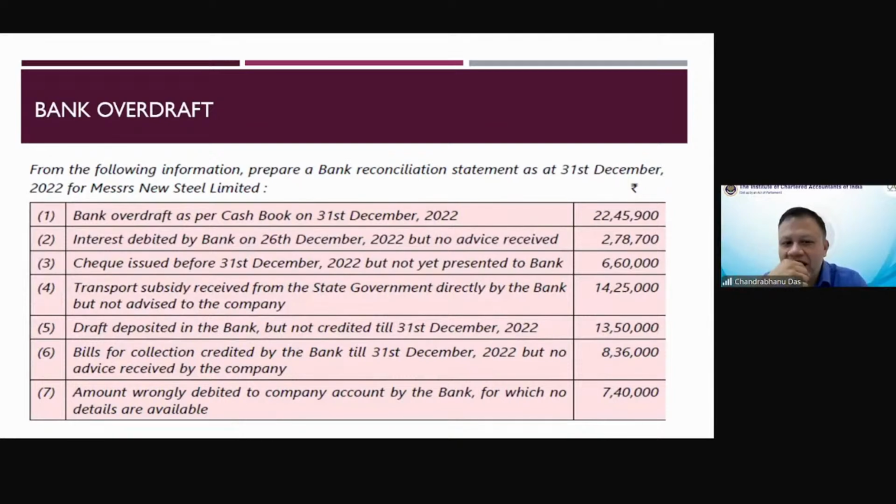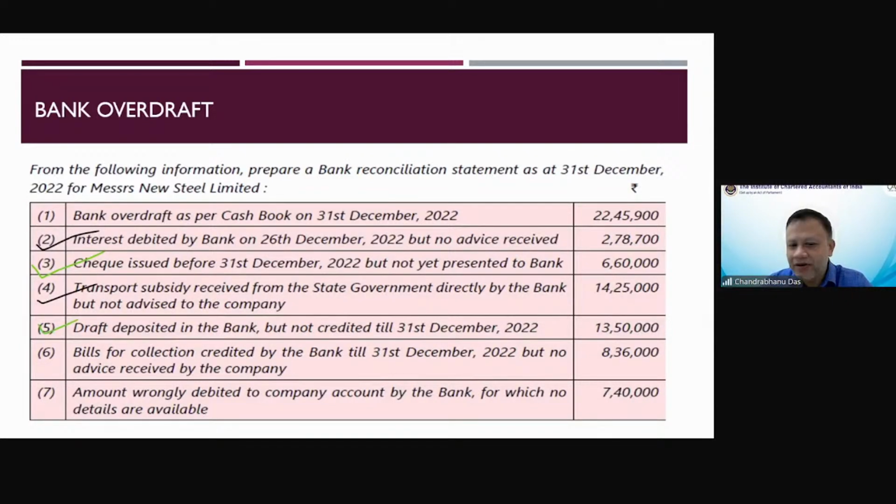So here we have a cash book and we have some events. The red color is interest debited by bank, but no advice is received; it is a bank transaction. Information received on a bank, but not in the passbook or cash book. Checks issued, but not presented. Transport subsidies, again, that black color is from the bank information. Green color is from the cashier information.